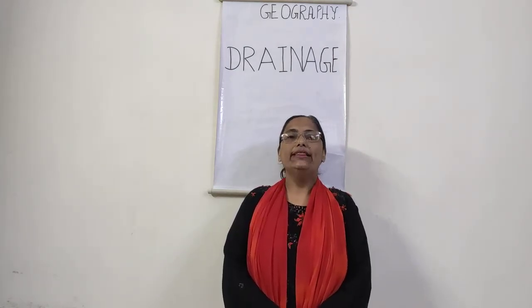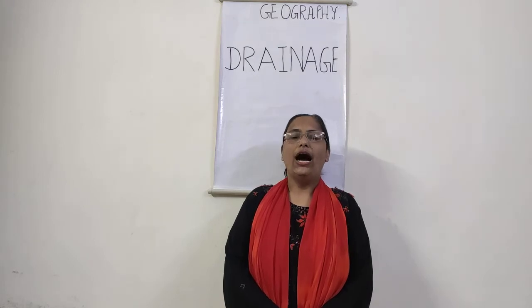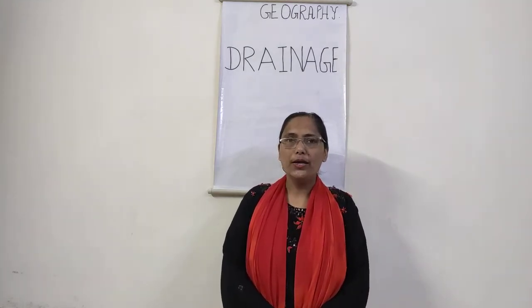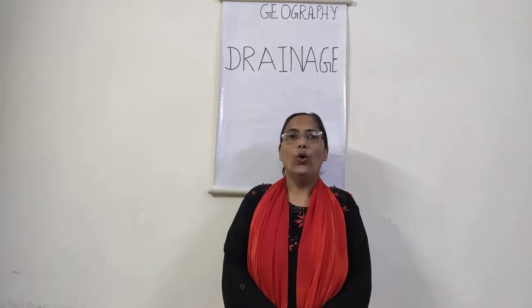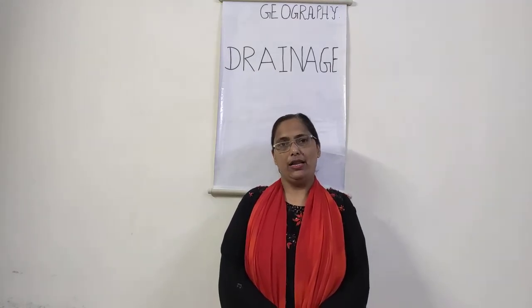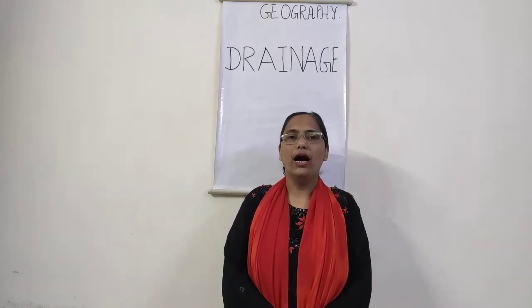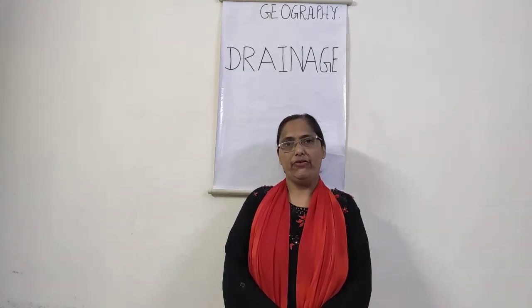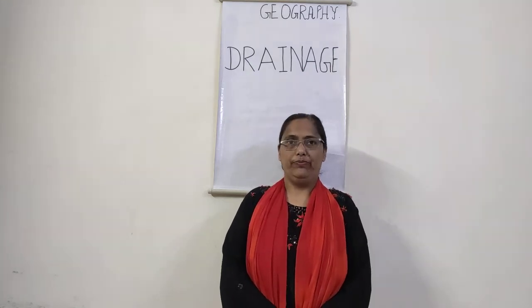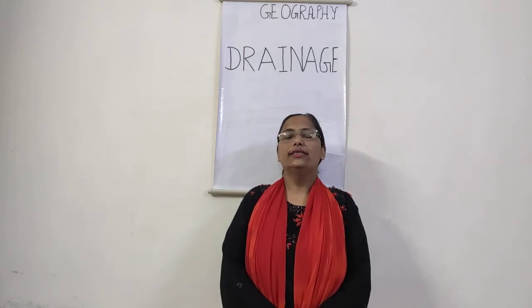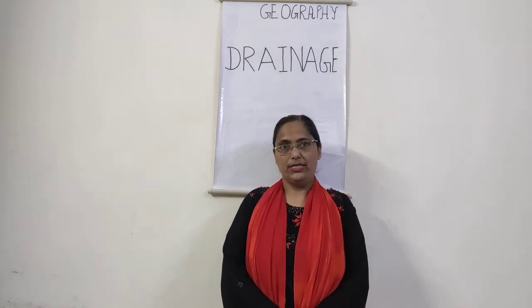As you know, in my last video, I explained to you about the Himalayan rivers, those rivers whose origin is from the Himalayas. Since the origin is from the Himalayas, they are perennial rivers: Ganga, Indus, Brahmaputra. Today, in our new topic, that is the Peninsular Rivers.